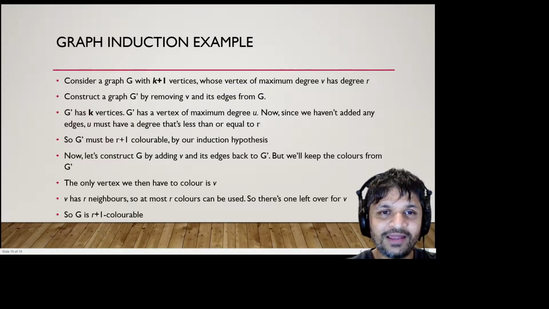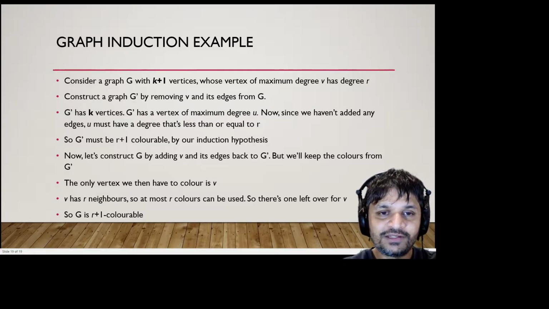But I don't care about that. I was trying to prove that G is R plus 1 colorable. Okay, so now we know G prime is R plus 1 colorable. What we can do is we can reconstruct G by taking G prime and adding V and its edges back. Okay, so remember we produced G prime by just taking V and its edges out. So now we're going to produce G again by adding V and its edges back. Okay, but we're going to keep the colors we had from G prime, right? So now in G prime, we know that coloring was valid with our R plus 1 colors, right? So we're going to keep those colors.